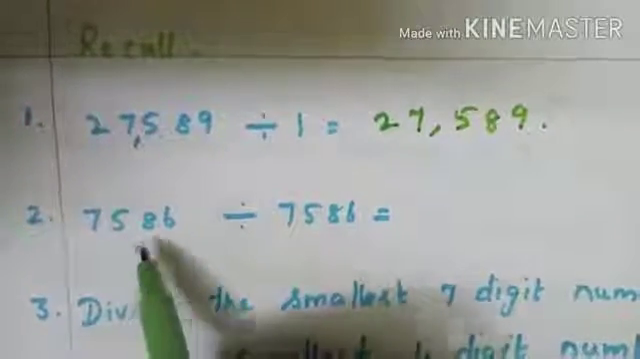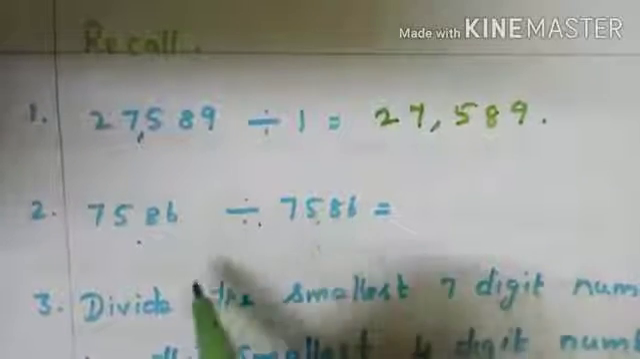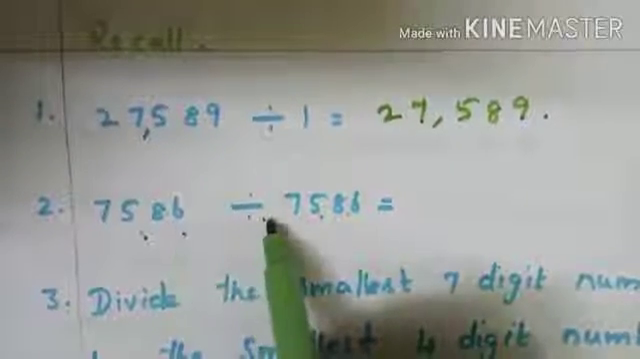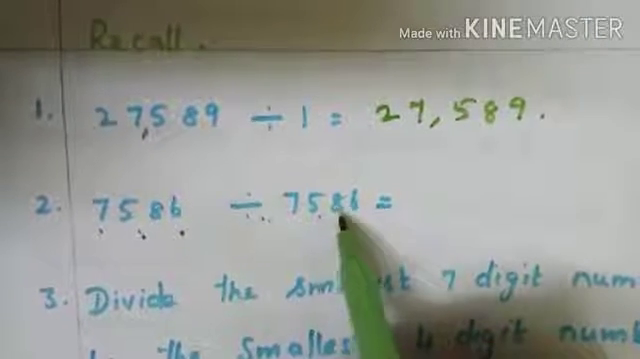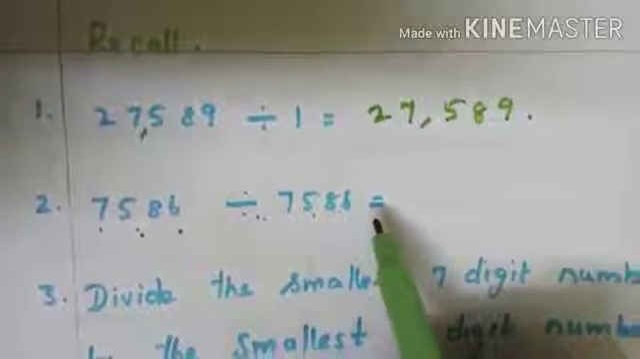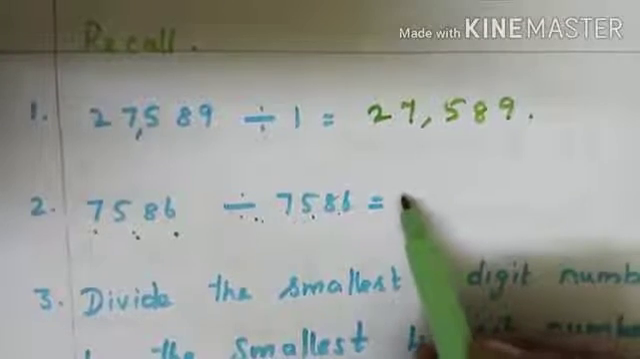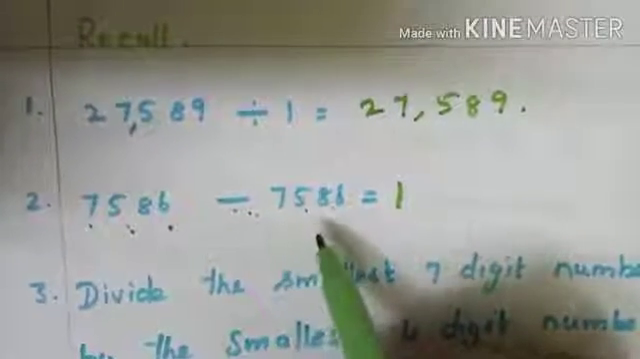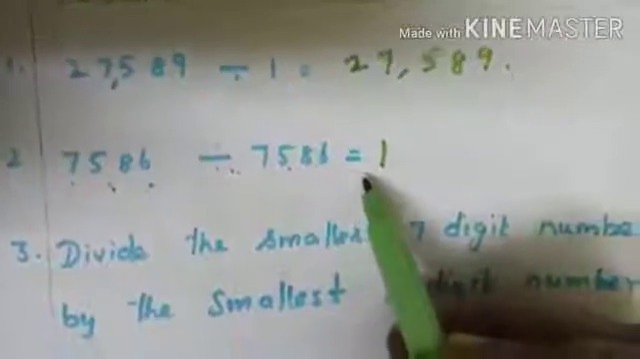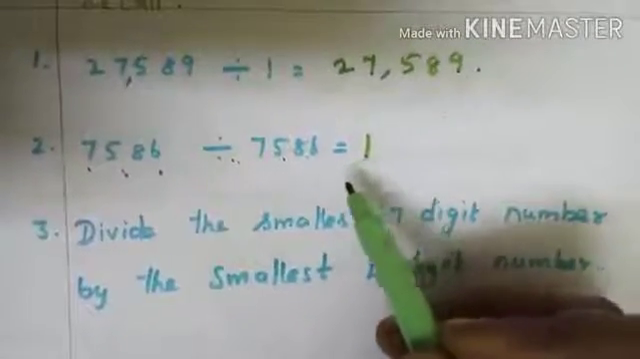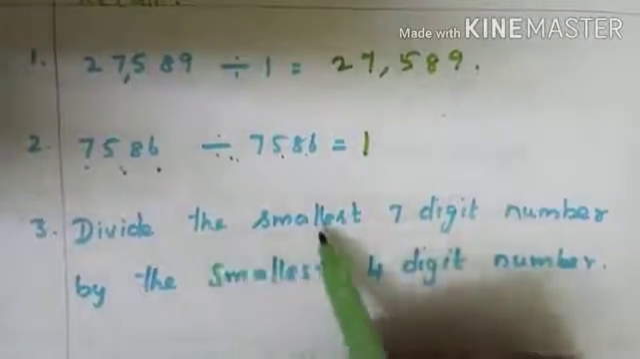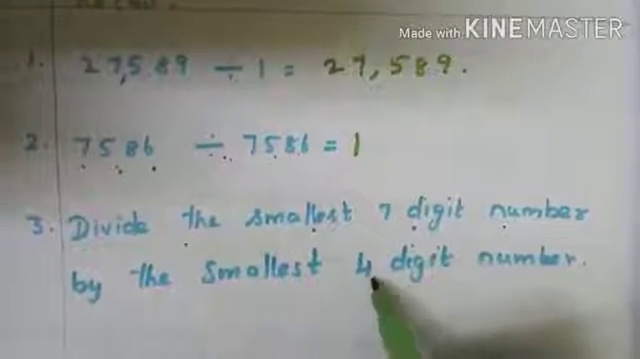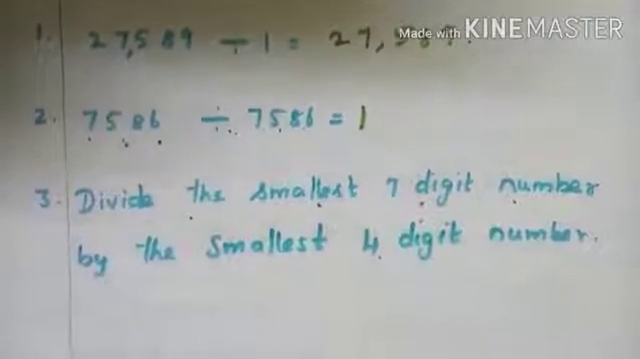Next, a number divided by the same number. See, 7586 divided by 7586 gives what? Yes, very good. That is equal to 1. A number divided by the same number equal to what? 1. Next question, divide the smallest 7-digit number by the smallest 4-digit number.